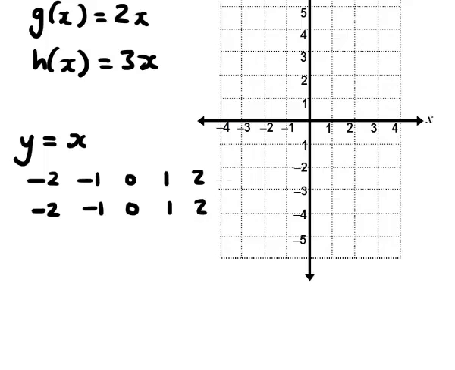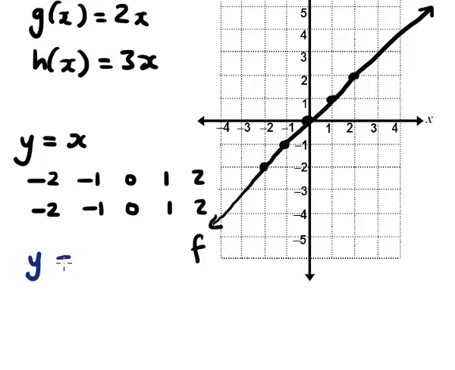If we plot this, we get (-2, -2), then (-1, -1), (0, 0) is easy, then (1, 1), and (2, 2) is pretty easy. And there's your line. Obviously you can draw a line through these with your ruler, and you have the graph of f, that line.